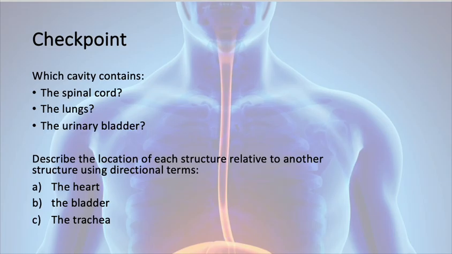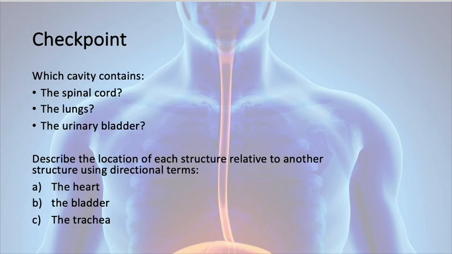Which cavity contains the lungs? Overall, the thoracic cavity contains the lungs, and the pleural cavities are the cavities that directly hold or surround each lung. And finally, the urinary bladder can be found in the ventral cavity, but specifically in the pelvic cavity, or less specifically the abdominal pelvic cavity, but to be very specific, in the pelvic cavity. Now describe the location of each structure relative to another structure using directional terms.